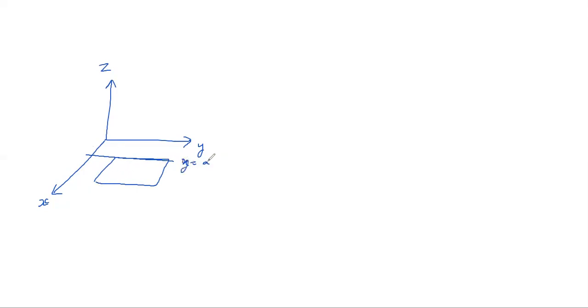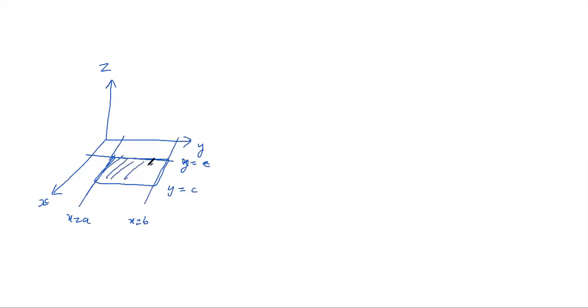Sorry, this is y is equal to C, and y is equal to D, because if on the x-axis you draw, the y is constant in that case, and on this side if you draw, x is having some constant value. So x is equal to A and x is equal to B.